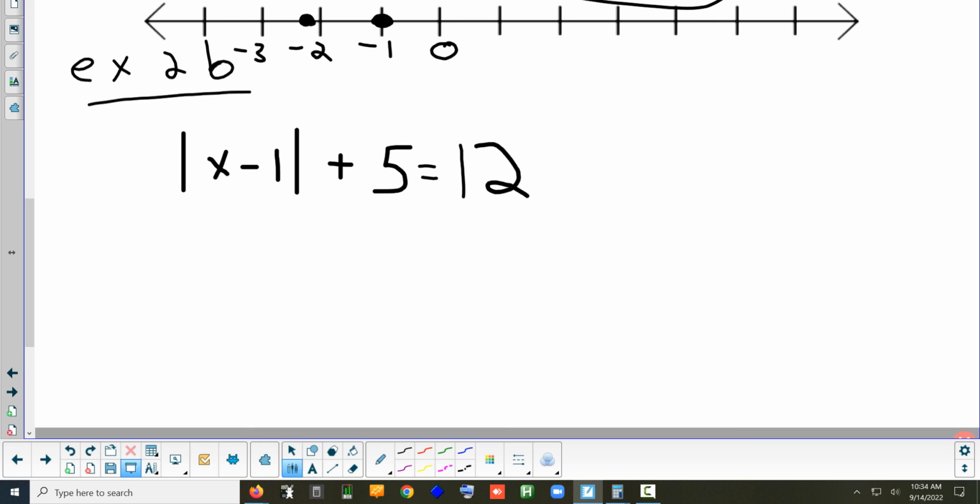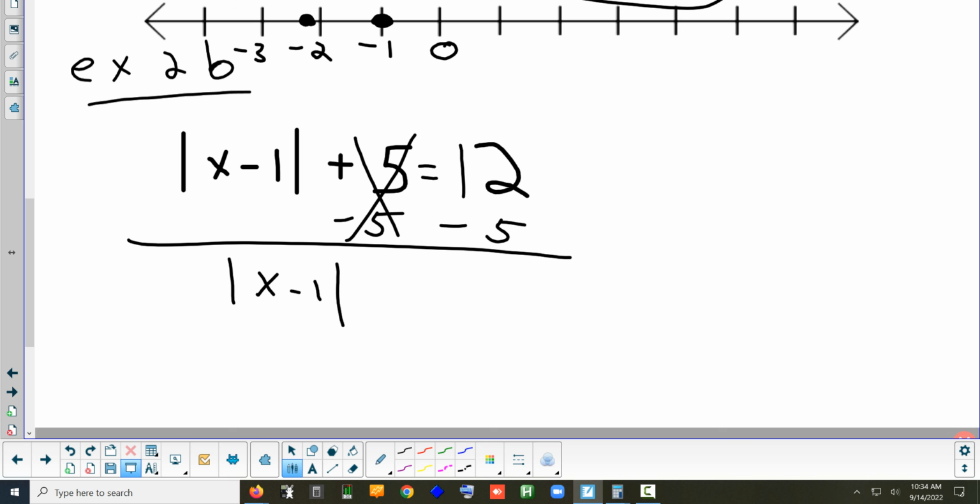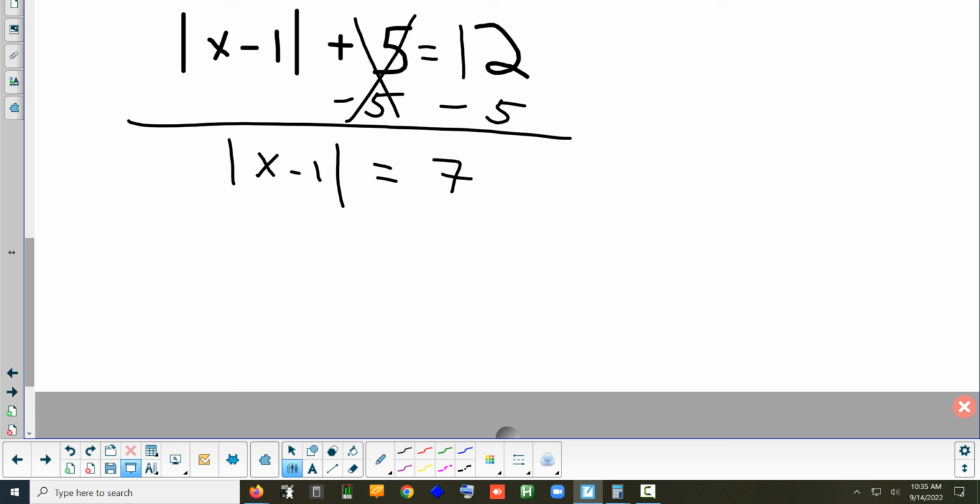All right, so we said absolute value wasn't by itself. What did you guys do first to get it by itself? Natalie? Good. Subtract 5. And when you did that, what did you get for 12 minus 5? 7. Okay. Now the absolute value is by itself. How about Maya? Can you tell me my first equation? X minus 1 equals 7. Perfect. And my second equation? Yep. X minus 1 equals negative 7.